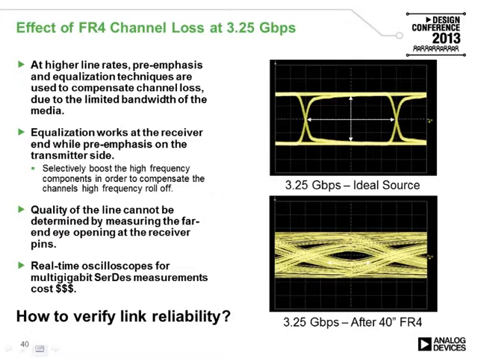This poses a challenge to system bring-up because the quality of the lane cannot be determined by measuring the far-end eye opening at the receiver pins. In addition, real-time oscilloscopes for multi-gigabit SerDes measurements cost more than some people's houses or cars. So, how can we reliably determine the link quality?